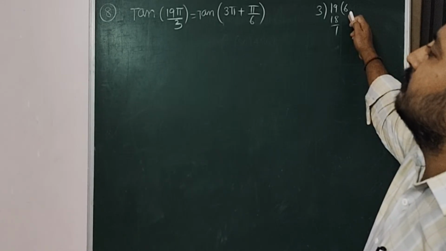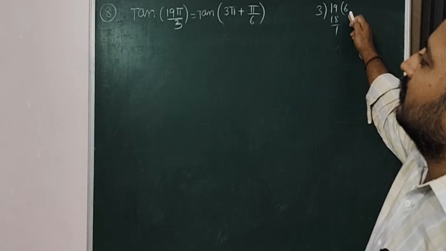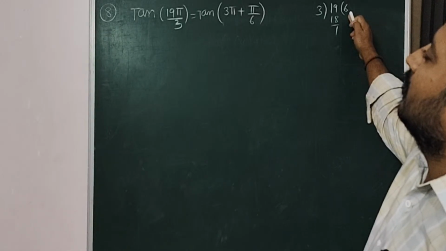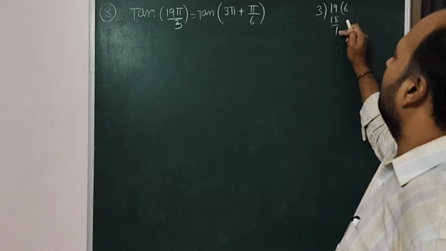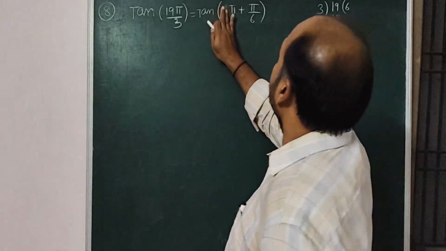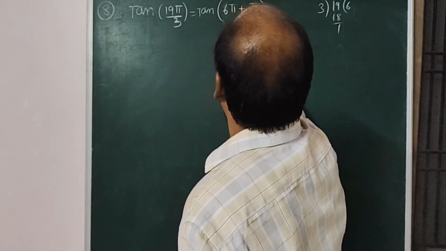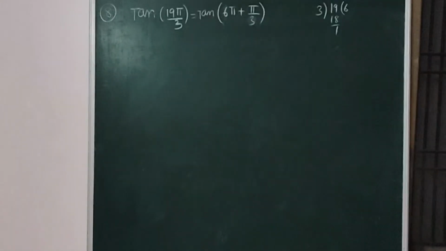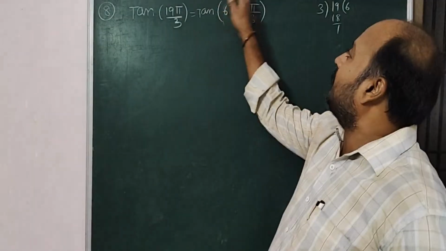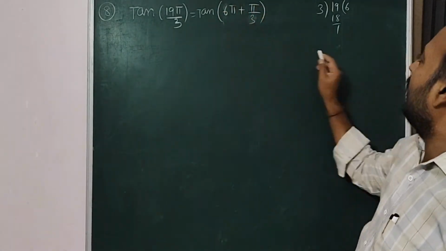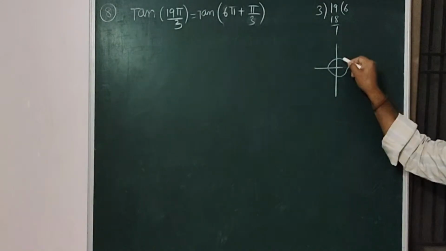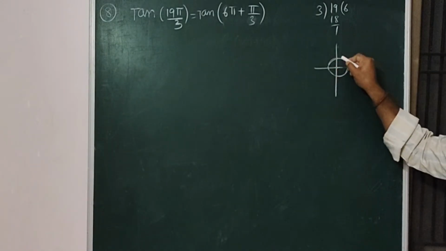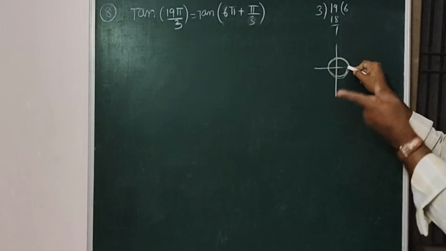3 6s are 18, plus pi by 3. 18 means 1 will come. Otherwise, here 6 pi plus pi by 3, this is the correct one. 18 pi plus pi by 3. So 6 pi means like this: pi, 2 pi, 3 pi, 4 pi, 5 pi, 6 pi. 6 pi plus pi by 3 is there.